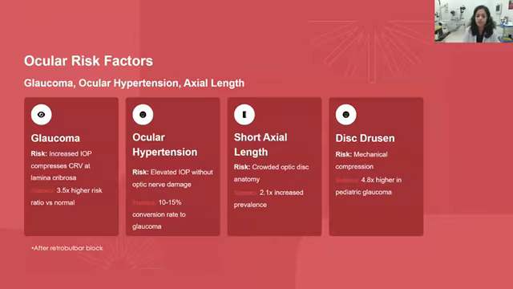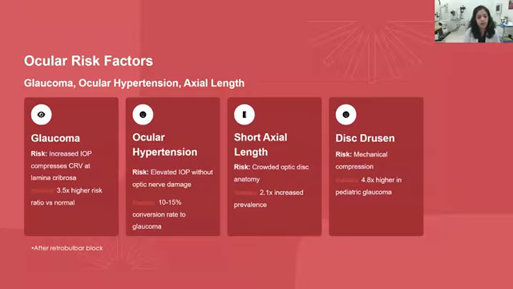Short axial length due to crowded optic disc anatomy, and disc drusen due to mechanical compression, can also contribute to RVOs. It can also occur after retrobulbar blocks that we used to give during cataract surgery. It's not as commonly done now, but we still need to be aware of this in case a parabulbar block goes retrobulbar.